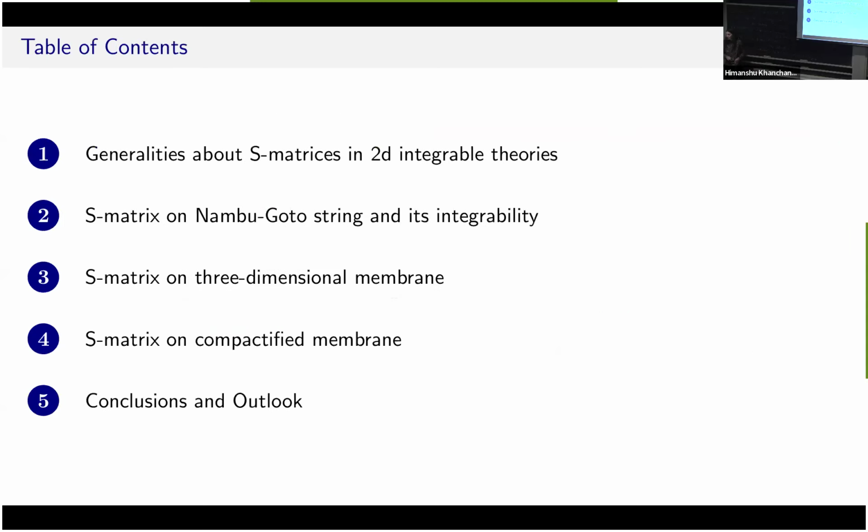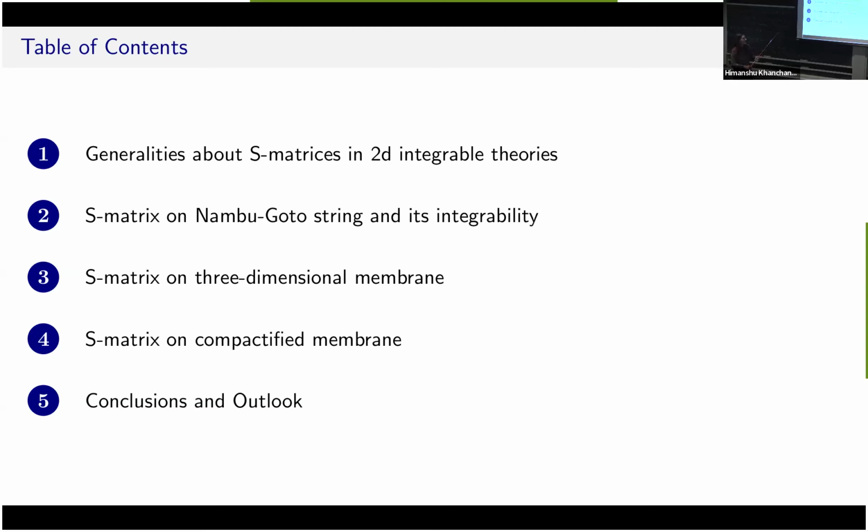So the plan of the talk is the following. First, I will give some generalities about S matrices for two-dimensional integrable theories, just to tell you what I mean when I say the theory is integrable. Then I will review the story about the S matrix for the Nambu-Goto string and describe the integrability that we have there. And then in a third part, I will come to the work that we actually did, which is the S matrix on the three-dimensional membrane.